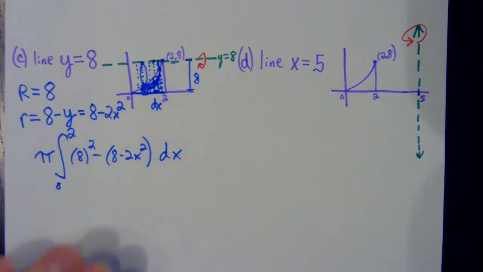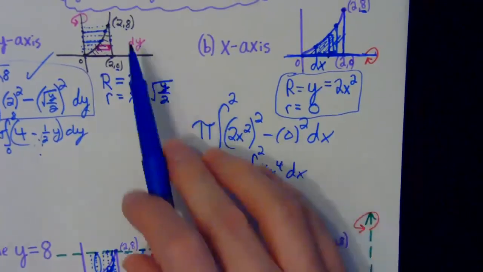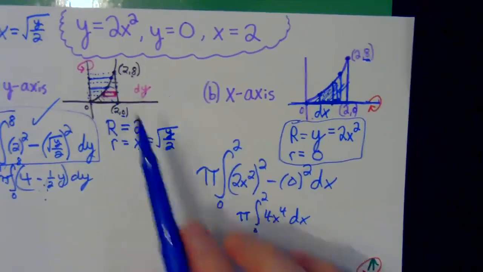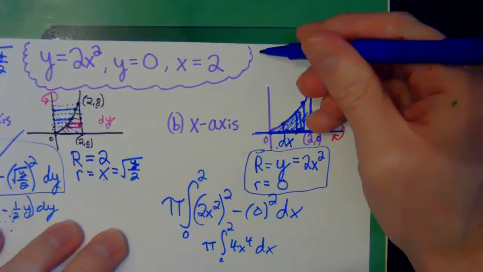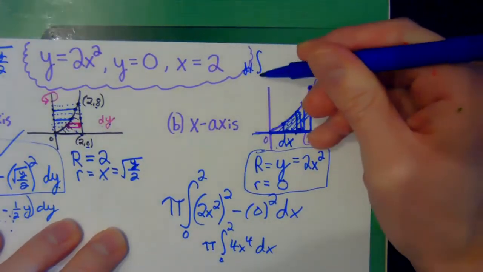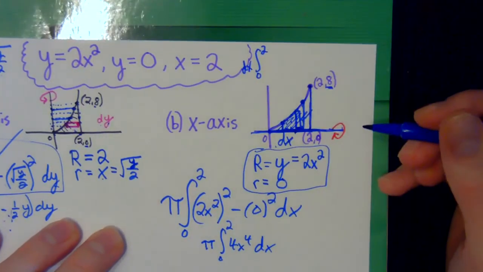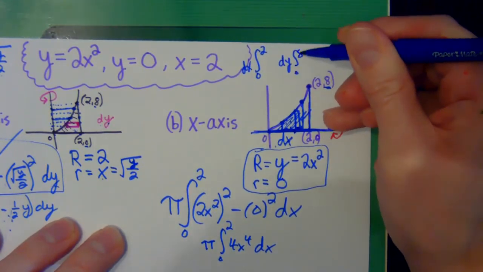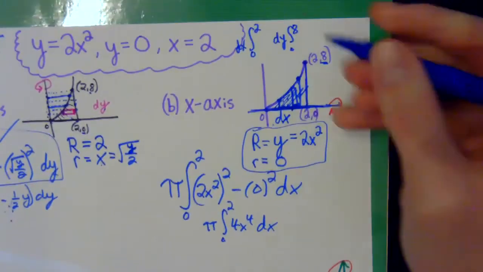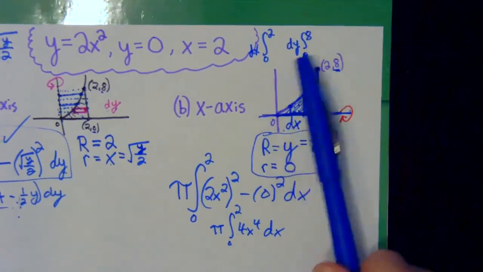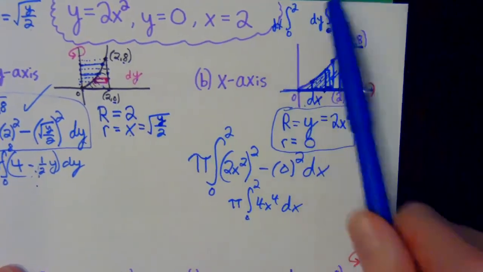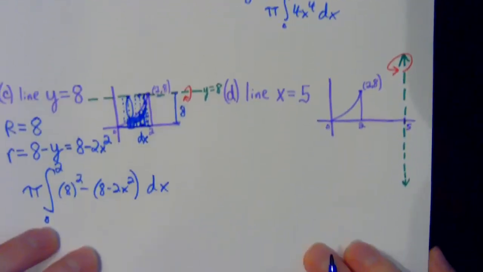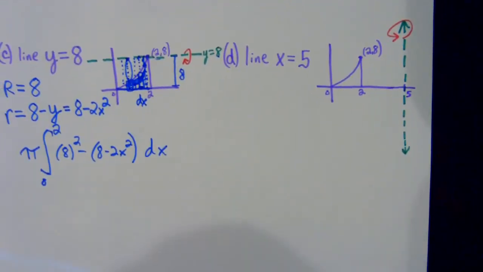So sometimes when I have to do a bunch of scenarios on something like this, when I do my initial graph, I'll just make a note for myself. I'll jot down, hey, on a dx problem, I'm going to be integrating between 0 and 2. On a dy problem, I'm going to be integrating between 0 and 8. And then I don't have to think about it anymore. I just know it's going to go 0 to 8 if it's a dy, 0 to 2 if it's a dx, because those numbers attached to the integral have nothing to do with your axis of revolution.